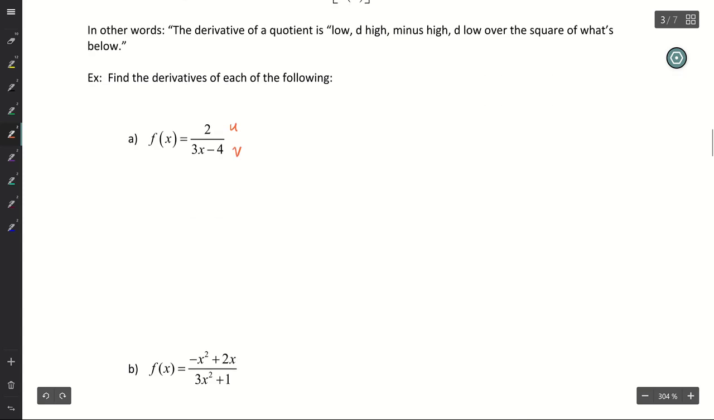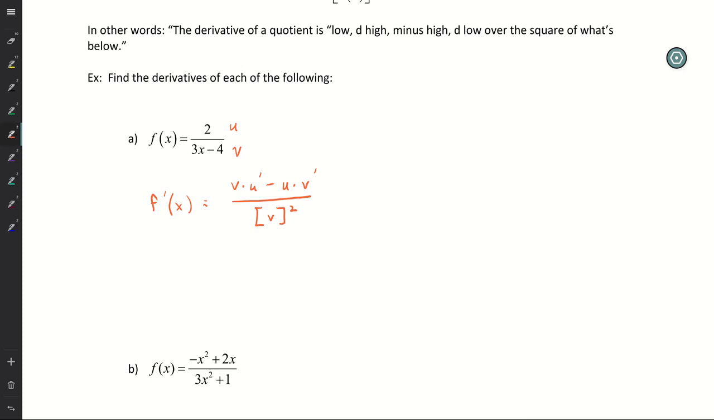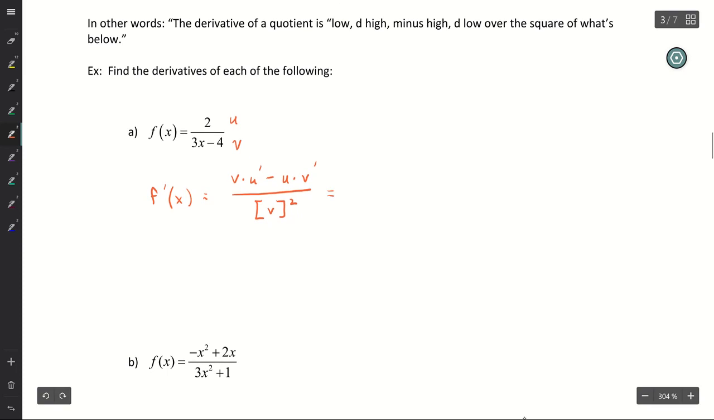I'm going to go ahead and write down our formula for the quotient. So when I take the derivative of this particular function, we're going to say that we start with low, so that would be V times derivative of high, and then minus high times derivative of low, and then over the square of what's below. So we always make sure to use parentheses or brackets or something like that when we square the denominator. All right, so let's go ahead and do these operations.